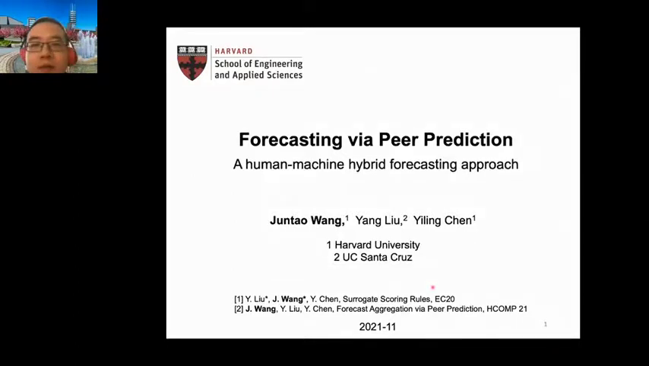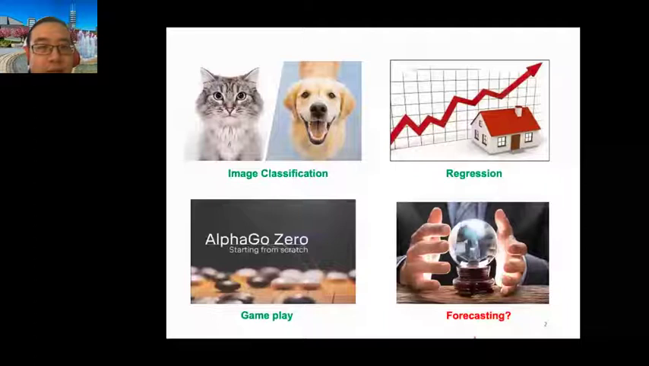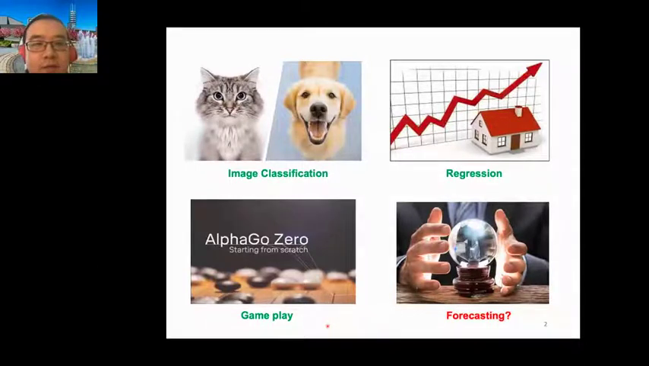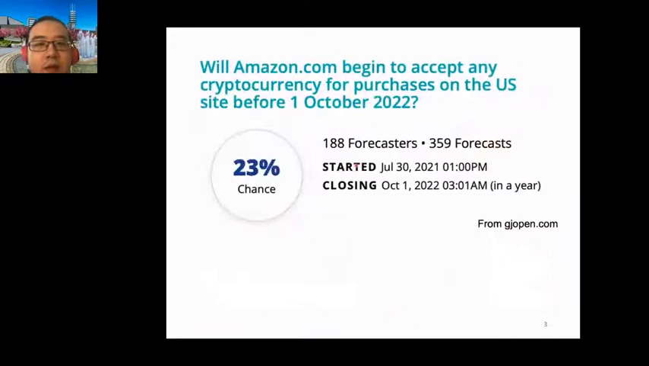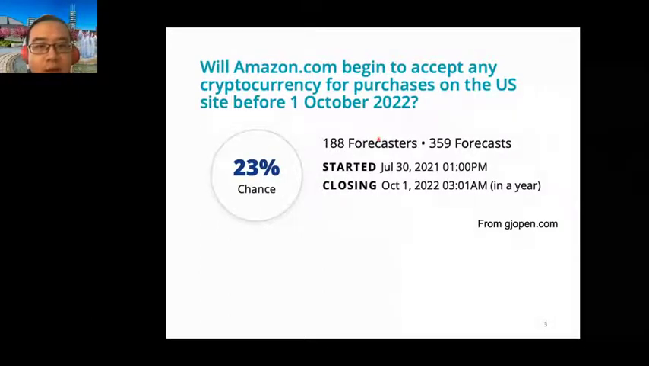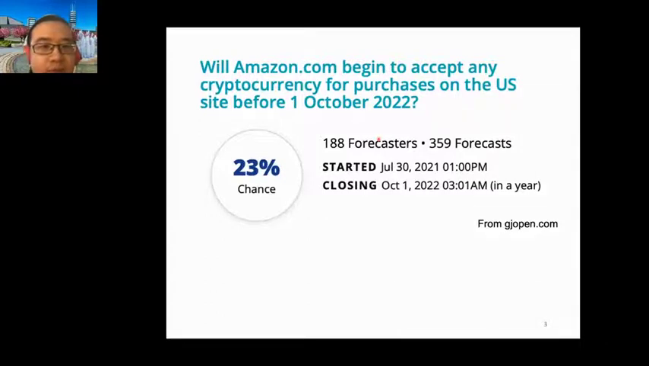So let's start with the development of machine learning technologies. The machines are able to achieve superhuman performance in many tasks like image classification, regression, and gameplay. But how about forecasting future events? This is a typical forecasting question of interest. Will Amazon begin to accept any cryptocurrency for purchases before October 1st, 2022? Having an accurate prediction for this type of forecasting question can greatly help decision makers to make high quality decisions.